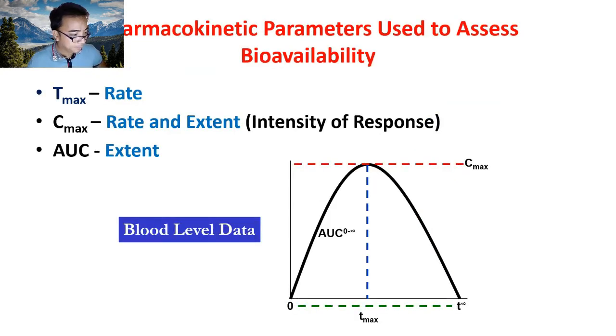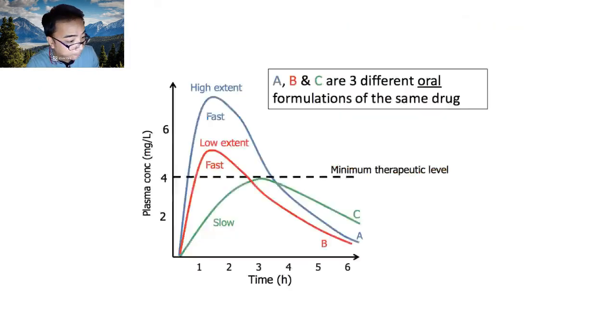Okay? So class, these are the pharmacokinetic parameters used to assess bioavailability. So we have Tmax, which measures the rate. Cmax measures the rate and extent, because Cmax will always tell you where the Tmax is. And of course, AUC is the one responsible for measuring the total extent of drug absorption.